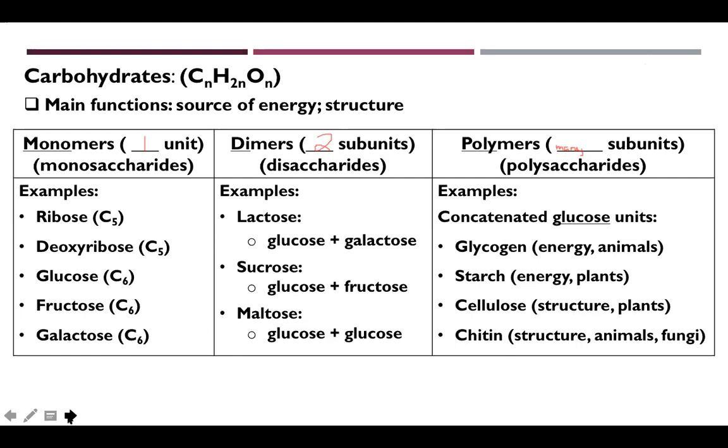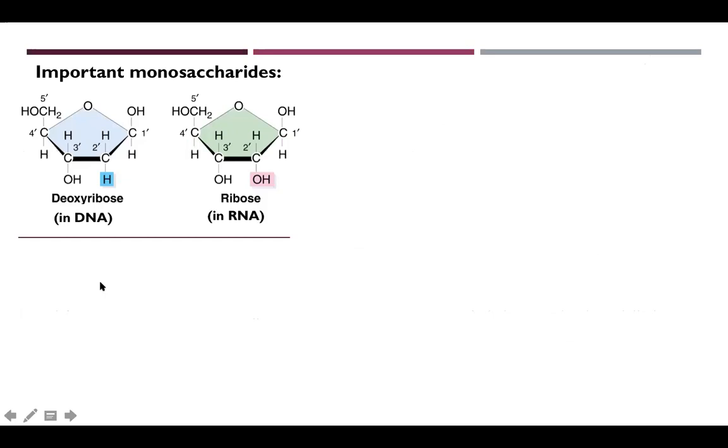Okay, so some important monosaccharides. Remember, mono meaning one. Hopefully you recognize these. These are the sugars that are found as a part of a nucleotide. In DNA, we find deoxyribose. Here we see that there's the difference. We have a hydrogen, and in ribose, which is the sugar we find in RNA nucleotides, we have a hydroxyl group. So that's the only little difference between these two types of monosaccharides.